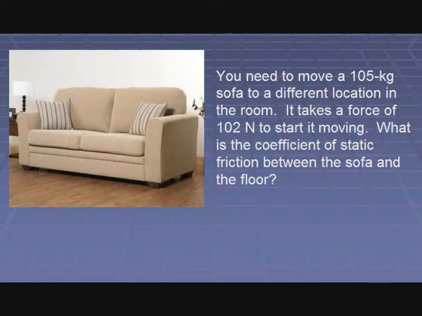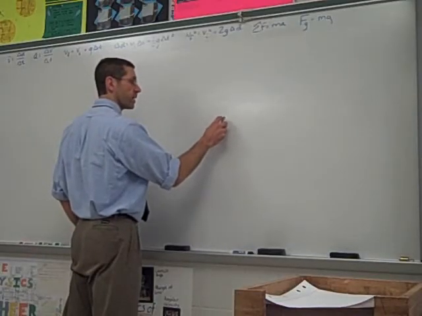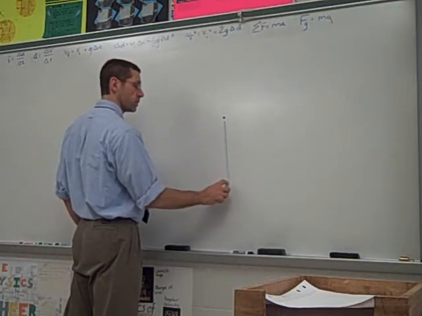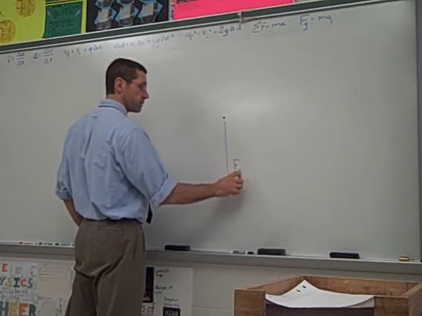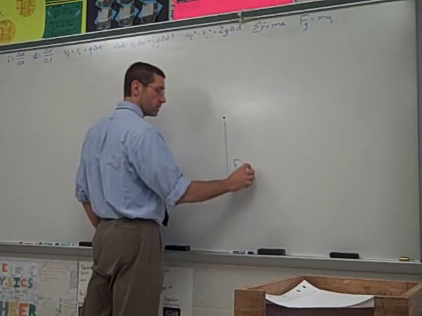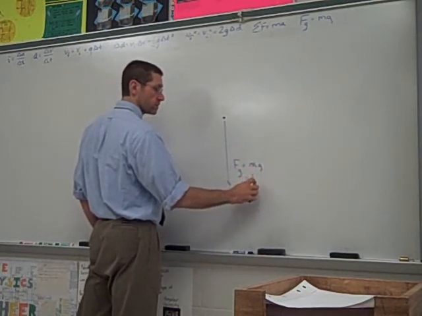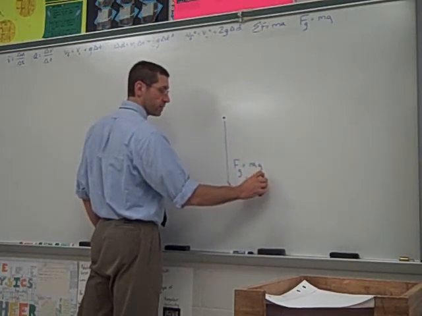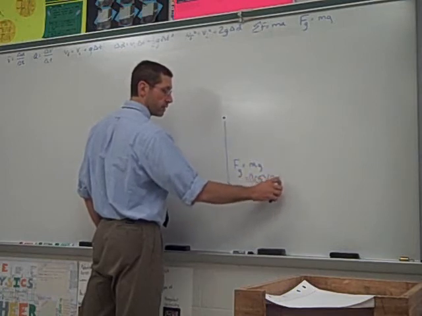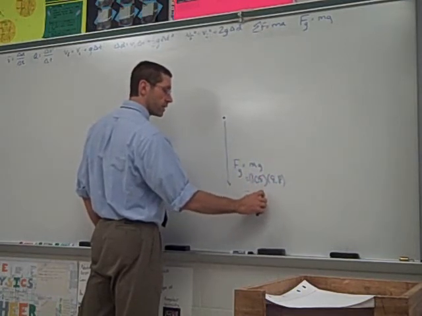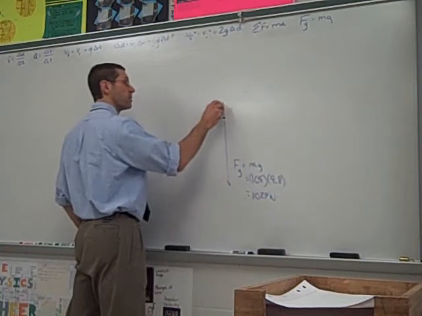You need to move a 105 kilogram sofa to a different location in the room. It takes a force of 102 newtons to start it moving. What is the coefficient of static friction between the sofa and the floor? Let's look at the free body diagram for this couch. We have Fg down, equal to mg. So that's 105 times 9.8, which is 1,029 newtons. That means our normal force is the same.